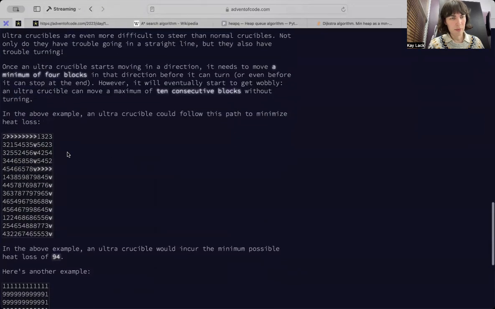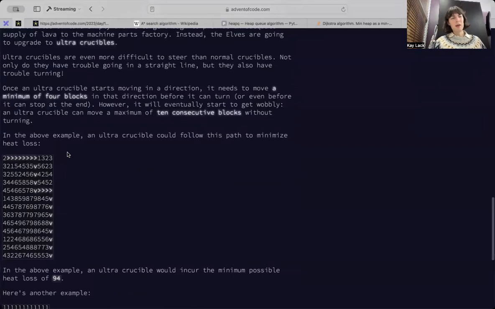Okay. Well, all right. So minimum of 4. Maximum of 10. Okay, that doesn't seem too difficult. Are we going to get an explosion of possibilities? I don't think so. Should be even fewer possibilities, right?